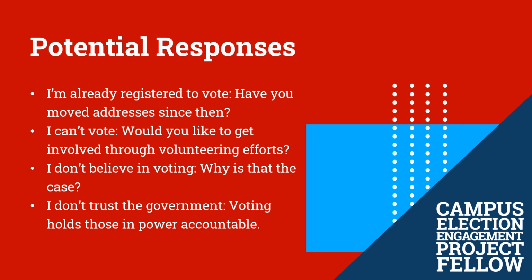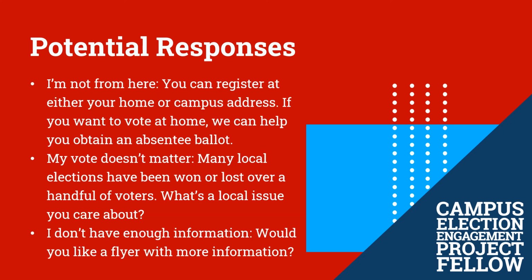If a student says that they aren't from your particular college town, you can let them know that they are allowed to vote at their home or campus address, and that you can help them with an absentee ballot too. If they claim that their vote doesn't matter, you can tell them about local elections that have been lost over just a few votes, and find out what local issues they care about. If they say they don't have enough information, you can offer them resources on Election Day logistics or candidate guides.